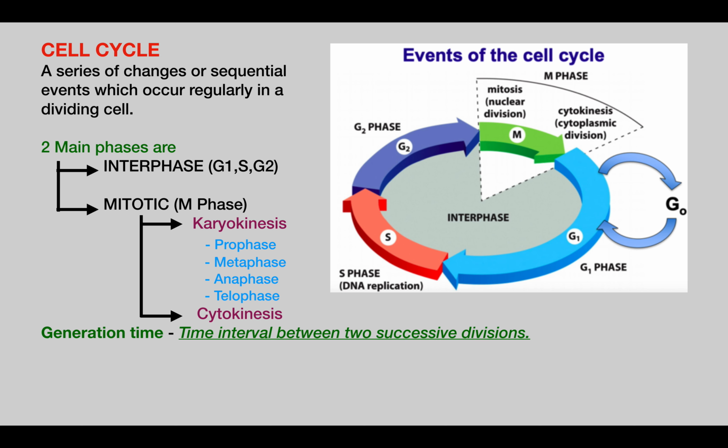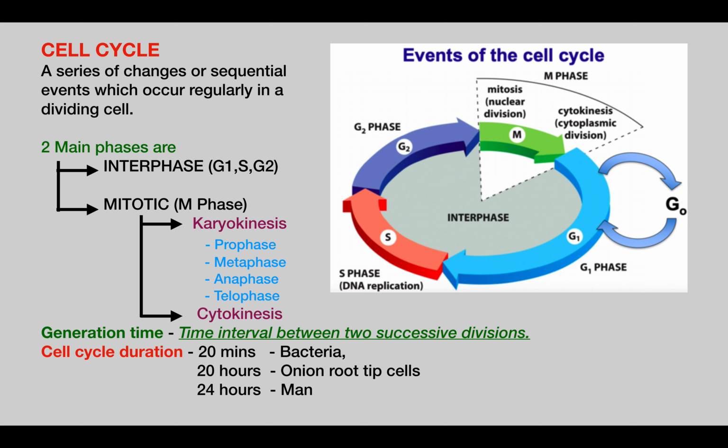Now, the time interval between two cell divisions is known as the generation time, and cell cycle duration is different for different cells. Here you can just check. In bacteria, it's just 20 minutes. Onion root tip cells will take as long as 20 hours. Humans again 24 hours. Yeast cell it will be 2 to 3 hours.